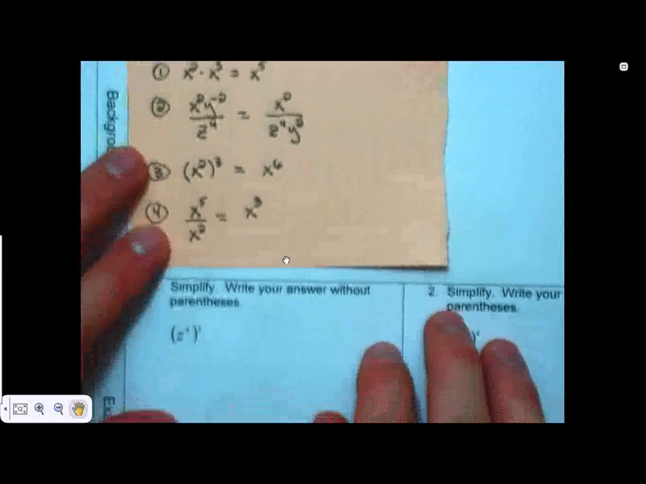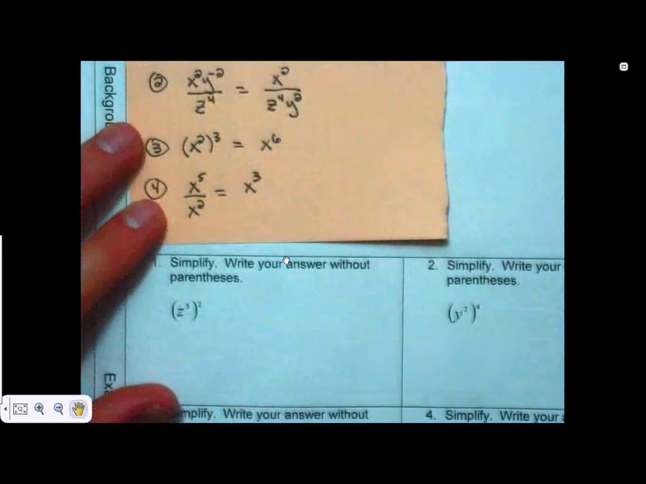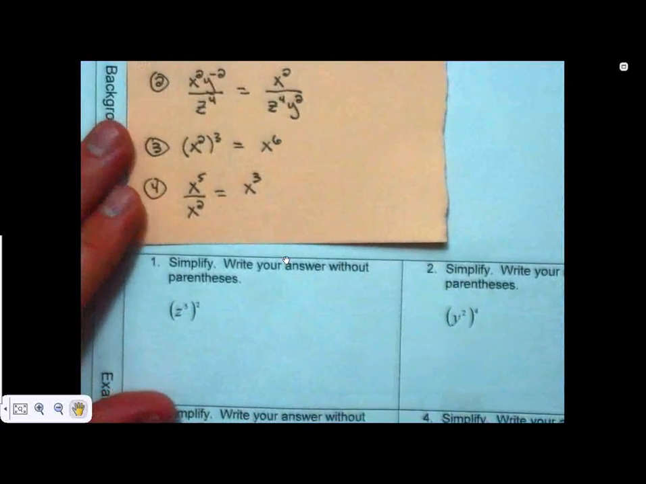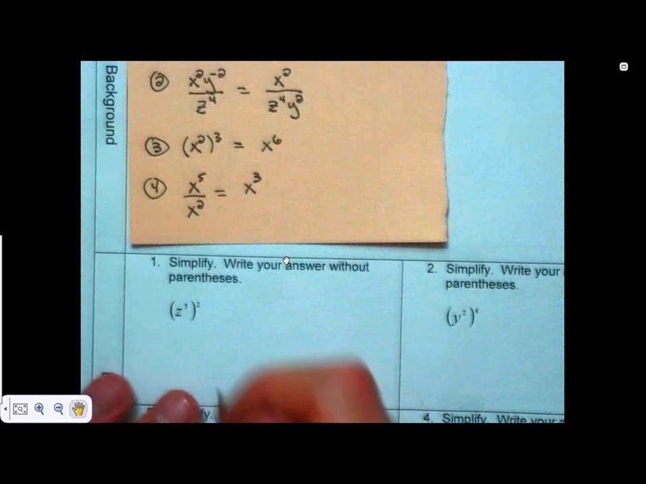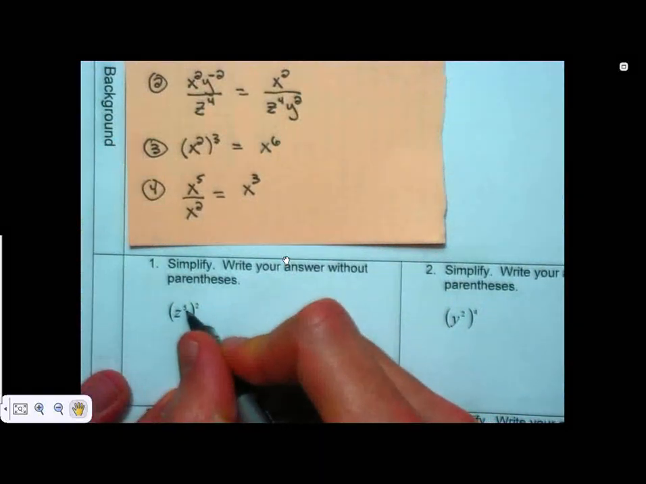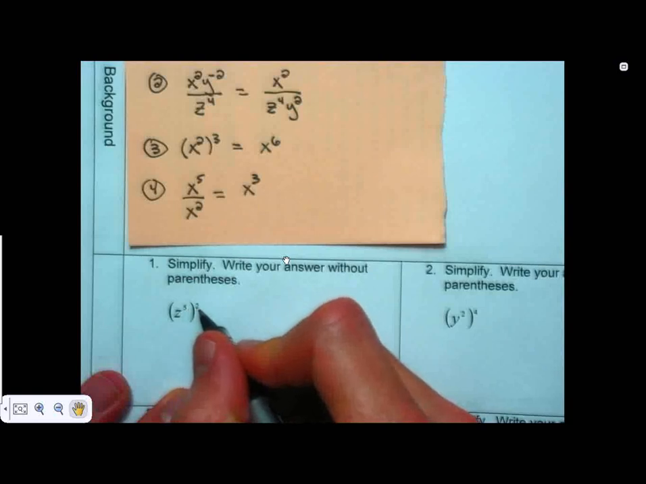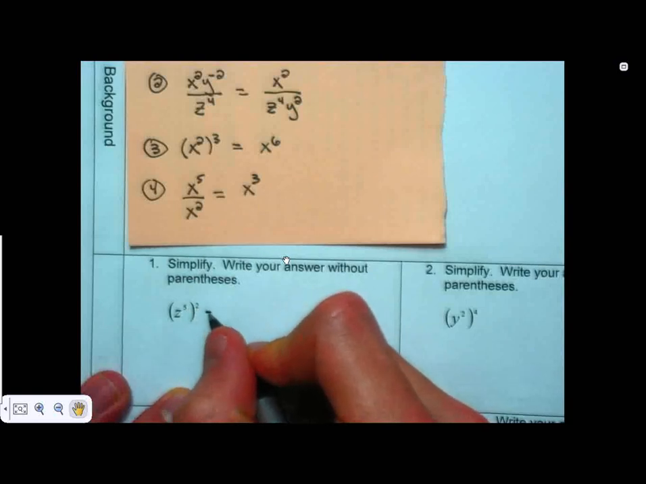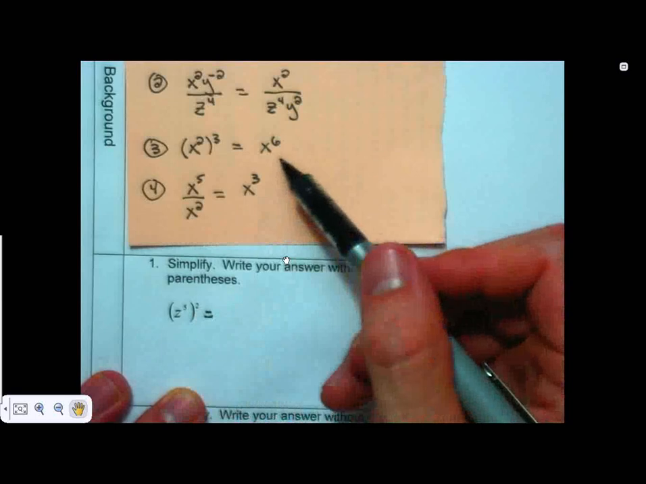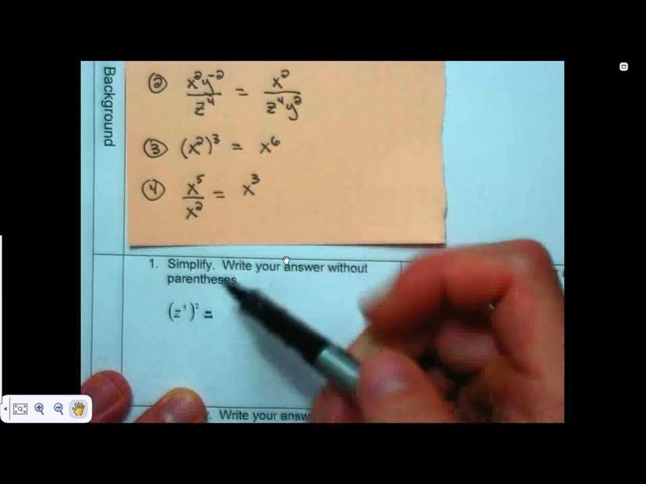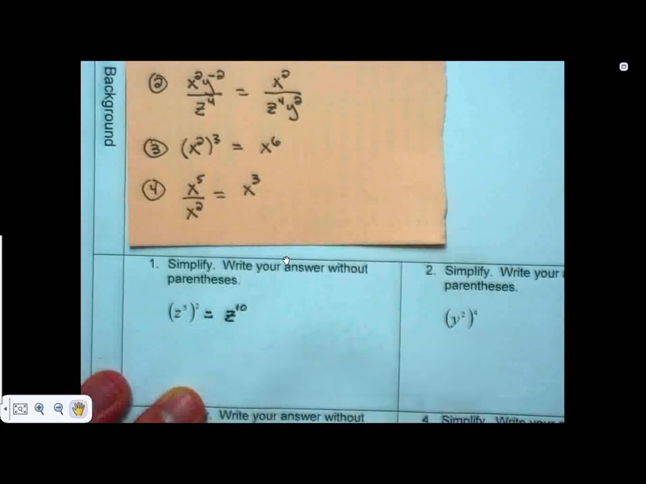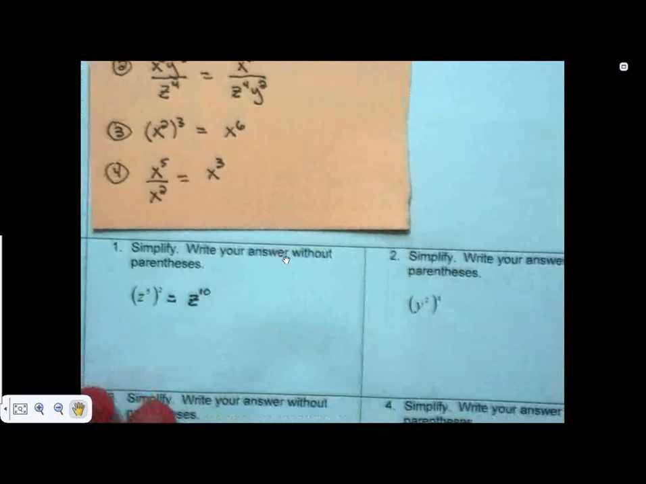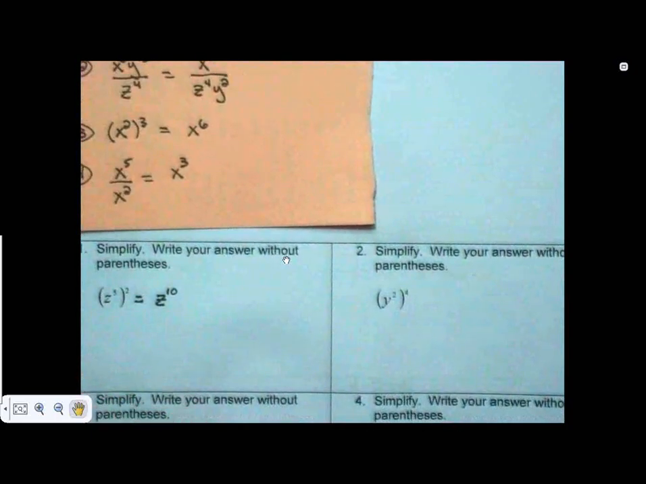Okay, so let's take a look at how to apply that 3rd rule to the problems below. So for number 1, we've got z to the 5th to the 2nd power. So if I just use my 3rd rule, I'm supposed to multiply the exponents together, so I'd end up with z to the 10th. And that's it. Try number 2, pause the video, and then restart when ready.